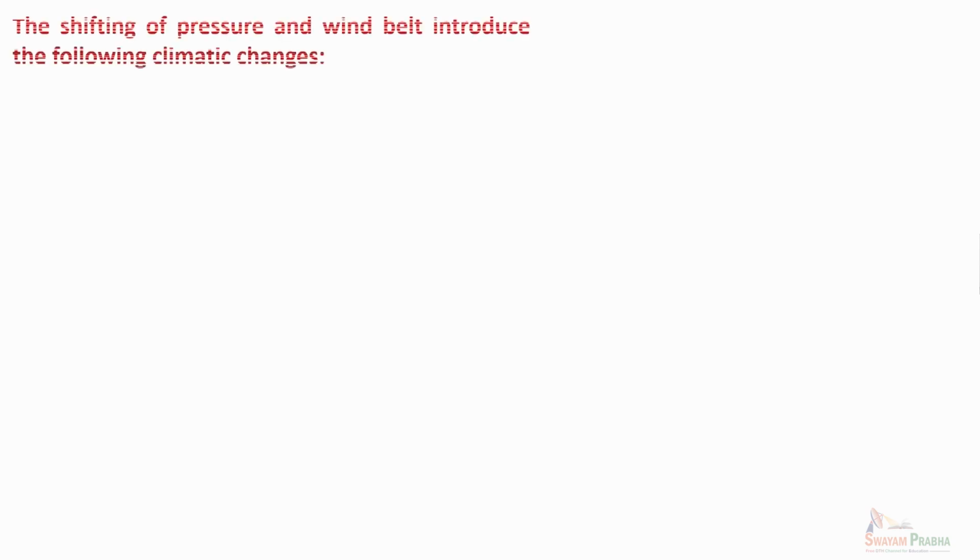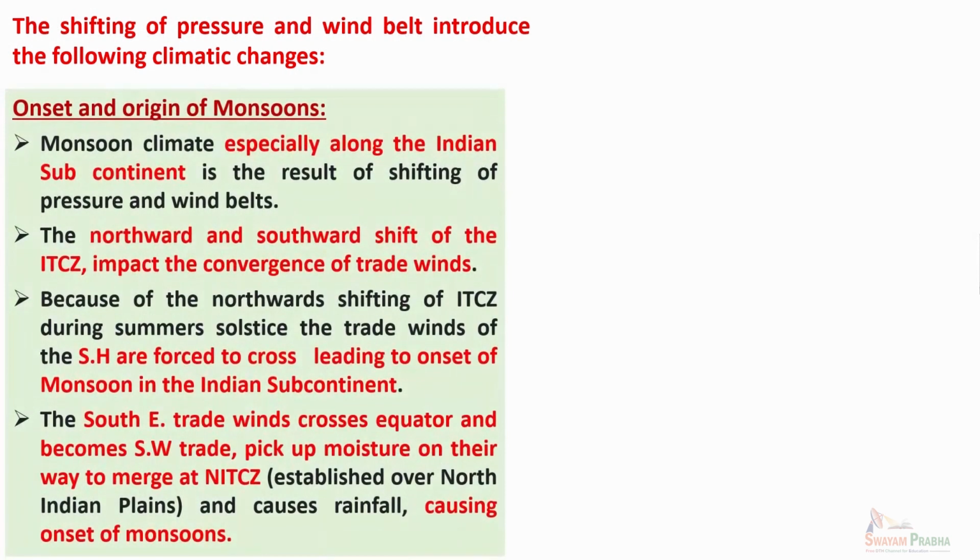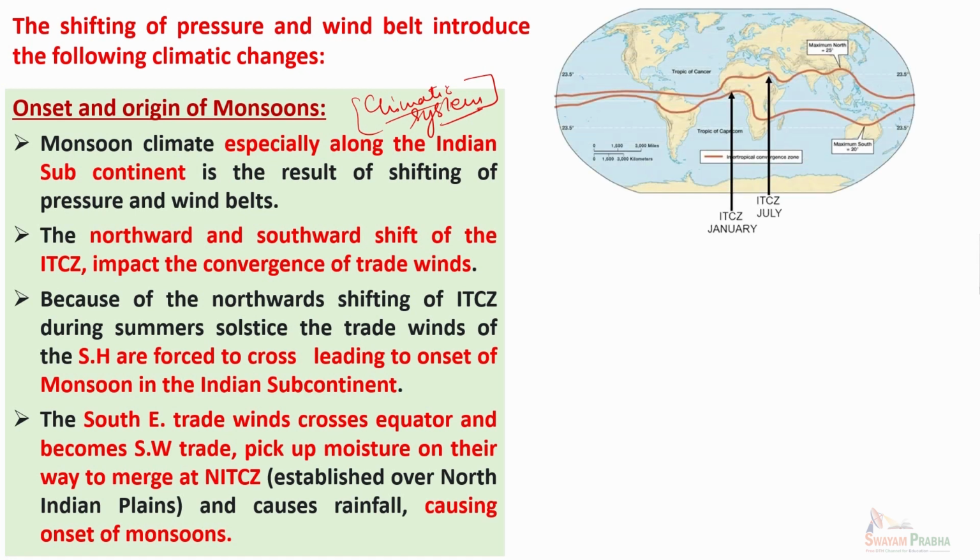Along the tropical latitudes, where the shifting of pressure belts is more pronounced, the shifting of pressure belts leads to very dramatic weather conditions. Specifically, it leads to the onset and origin of monsoon. So a very unique type of climatic system emerges because of the periodic northward and southward migration of pressure and wind belts. And this system is best developed over the Indian subcontinent near the Indian Ocean. So the monsoon climate, especially along the Indian subcontinent, is the result of shifting of pressure and wind belts.